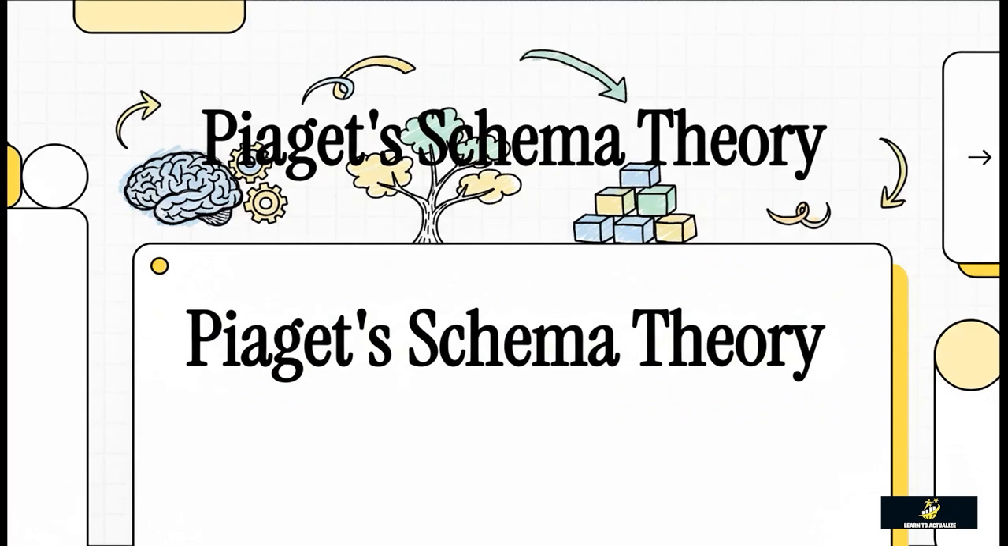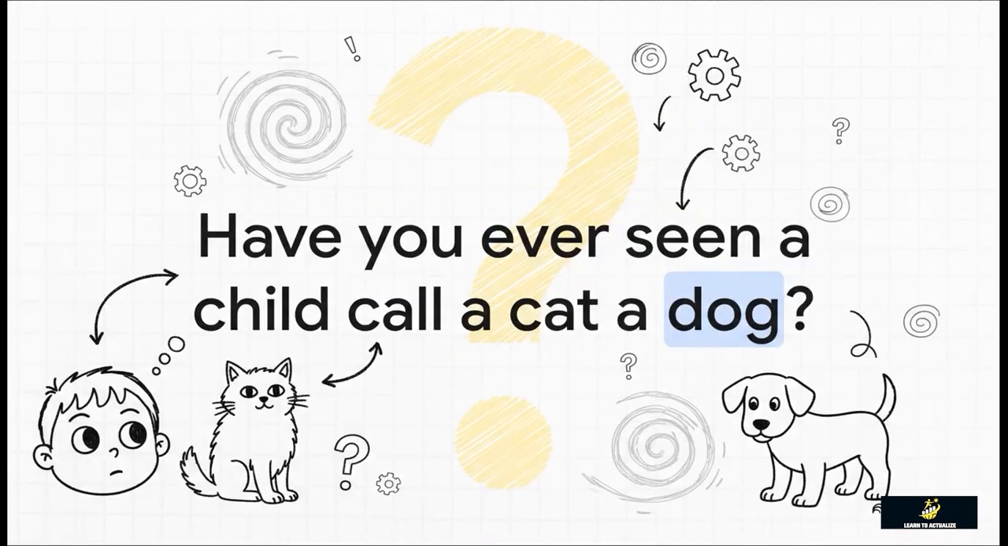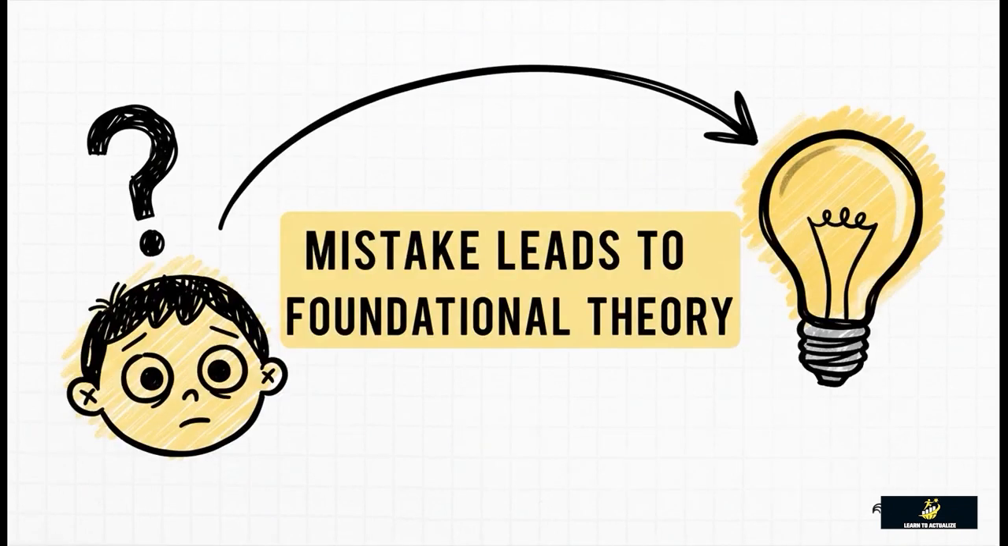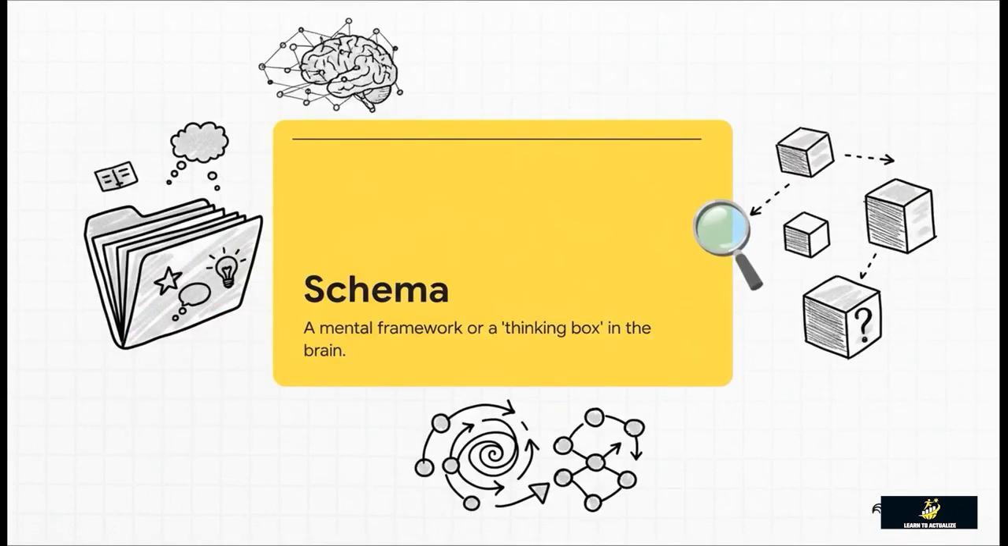Today, we're going to talk about the architecture of learning, specifically Piaget's amazing schema theory. You've seen this happen, right? It's pretty funny, but it's actually psychology in action. And believe it or not, that little mistake is the key to understanding how we all learn. It all starts with something called a schema.